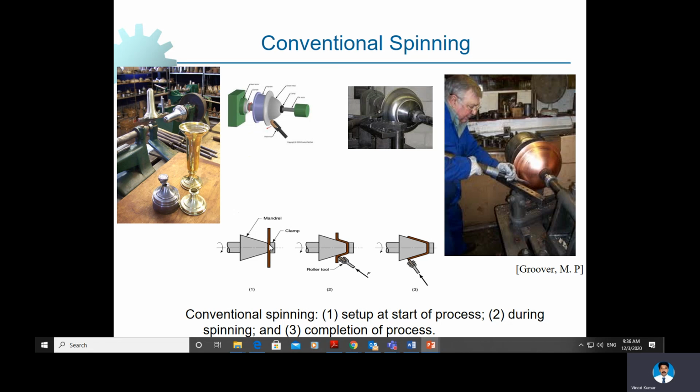You can see the mechanism here. This is the disc shaped workpiece, and the roller shaped tool is used. When it presses against the mandrel, the material will get deformed. Plastic deformation takes place, and it will have a similar shape of the mandrel. So this process is called a spinning process.